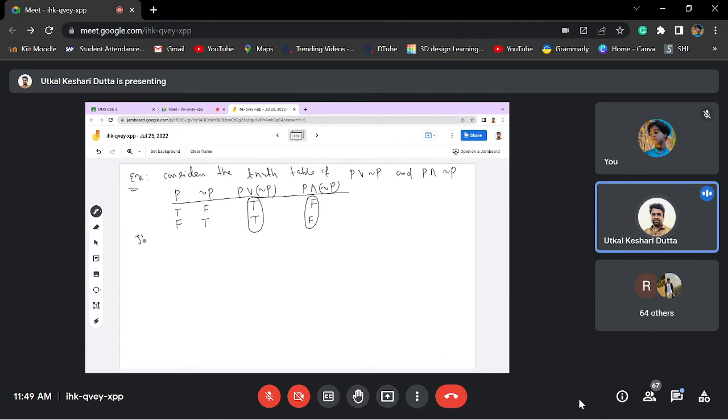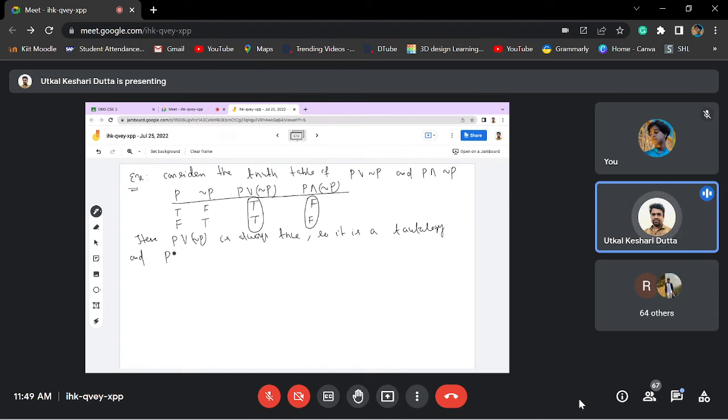Here, P disjunction negation P is always true. For all the possible cases, this column is always true. So this proposition P disjunction negation P is a tautology. Tautology, contradiction, and contingency are all categories of compound propositions.